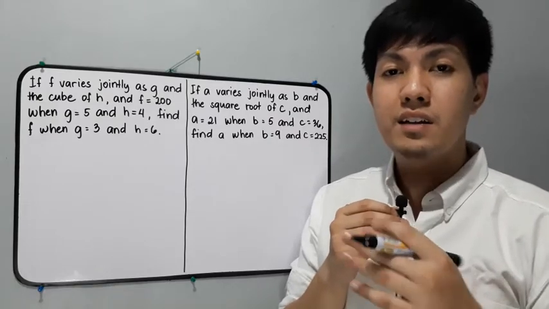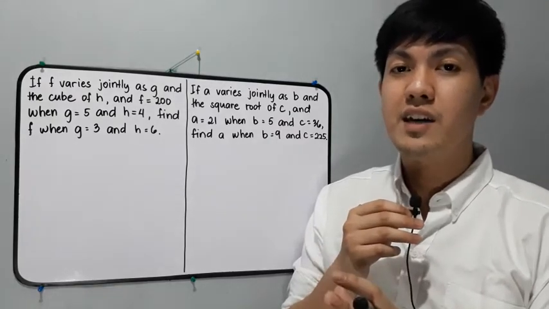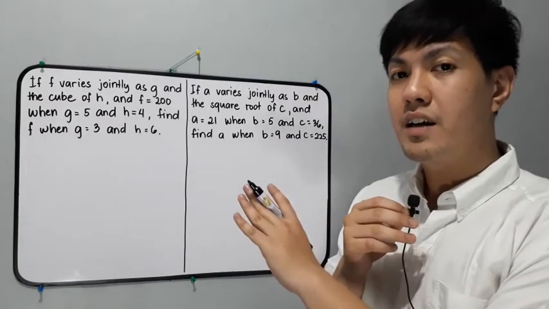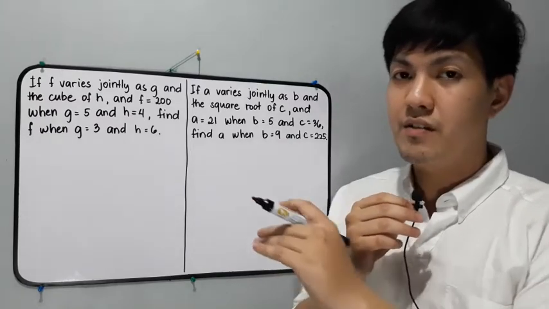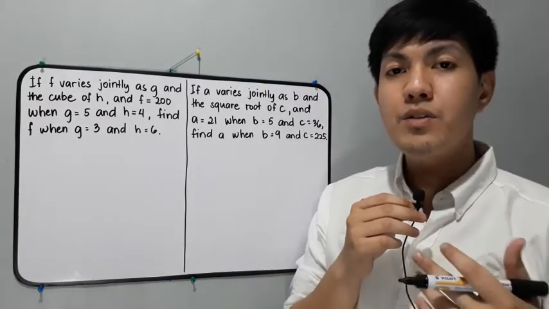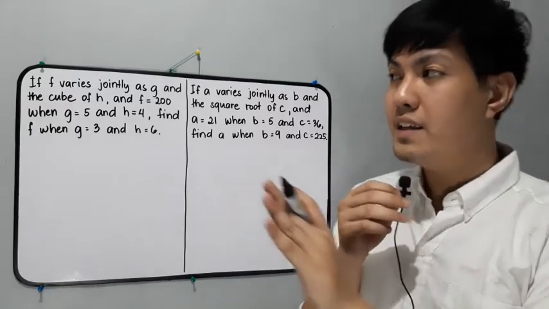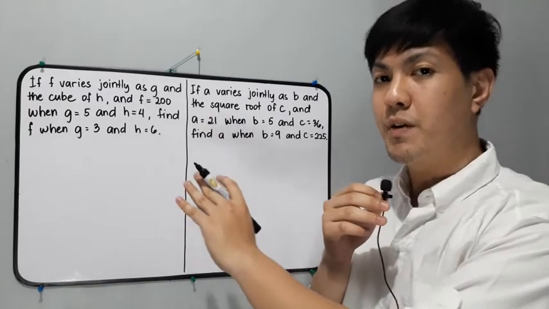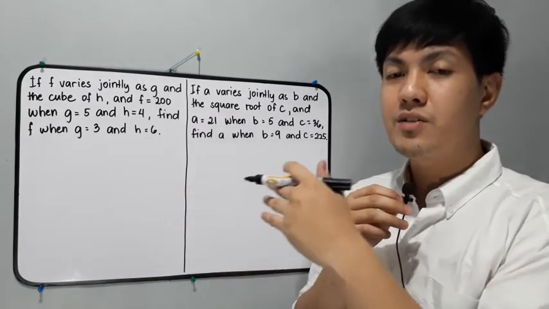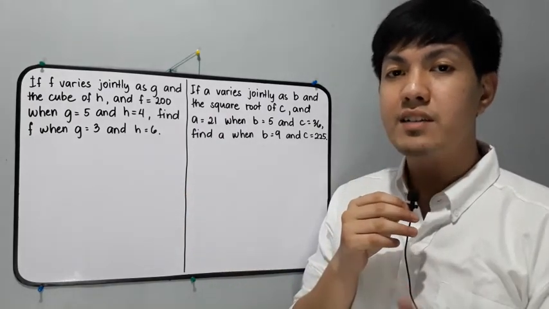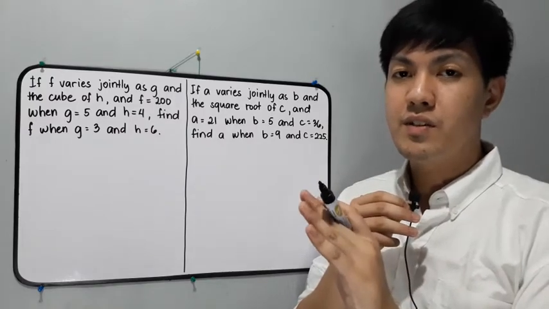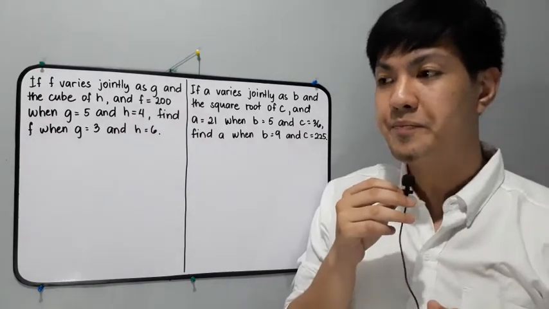Number 1 is to identify the given variation. And obviously here, the given variation is joint variation. Number 2 is to write the equation. Number 3 is to divide the whole statement into two parts. Next one is to solve for the constant, and lastly is to solve for the missing value of the variable.